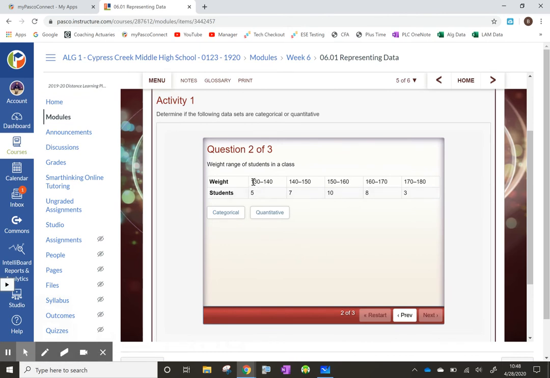So the next one, notice this is a range of values. A range of values is not categorical. A range of values is quantitative. So that one should be quantitative.